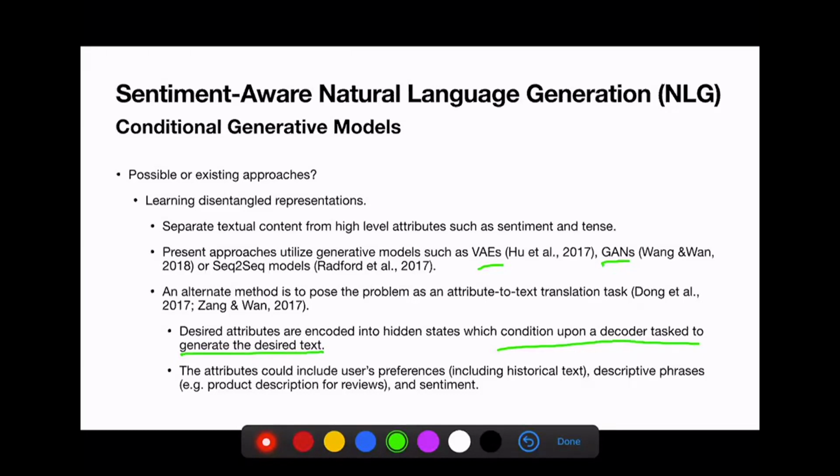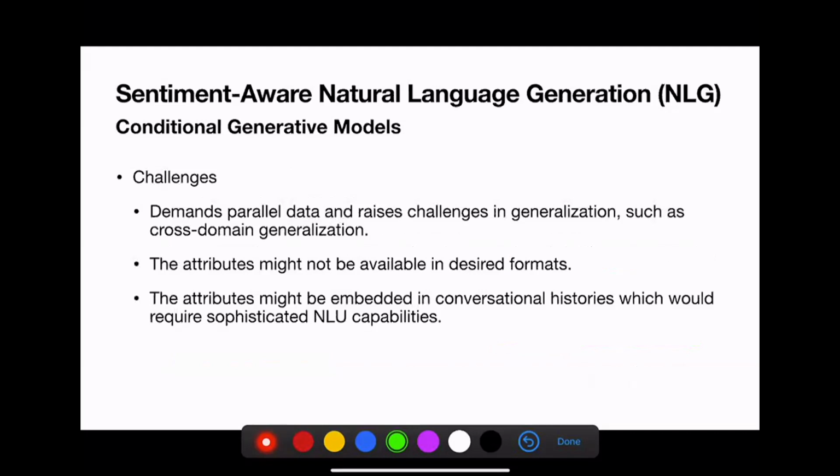This field also involves some style transfer. Like if I give you a conversation where a person who is angry generates a response, but a person who is generally calm responds with another reply, right? So these kinds of applications are there. Now, what are the challenges? Of course, as I mentioned, it requires parallel data, which is unavailable. Attributes might not be available in the desired format, and you need a taxonomy of the attributes. Attributes can be some descriptions, some personality, some background information about the users. I mean, you never know. This field is at a very early stage, like sentiment aware natural language generation.